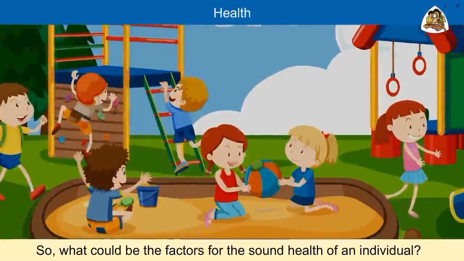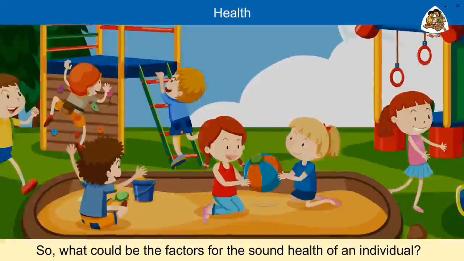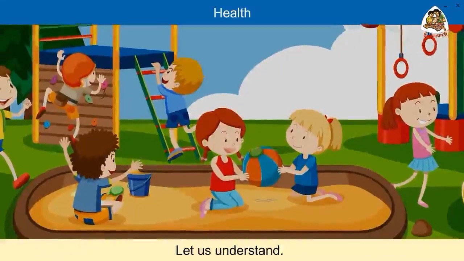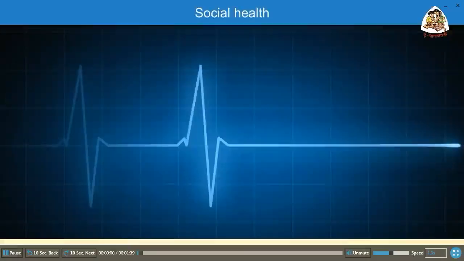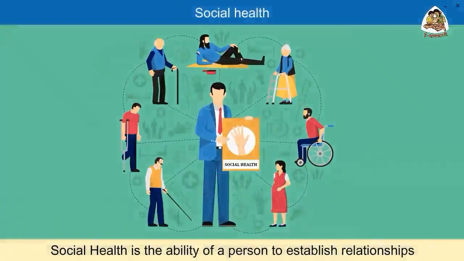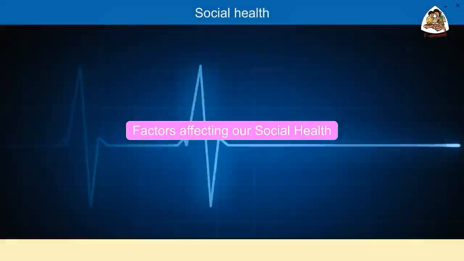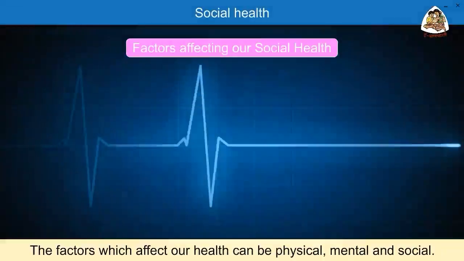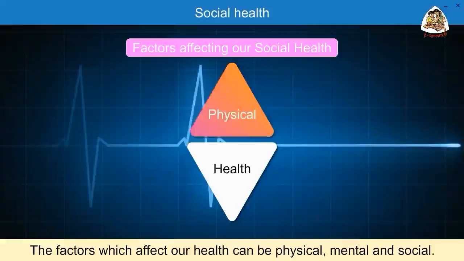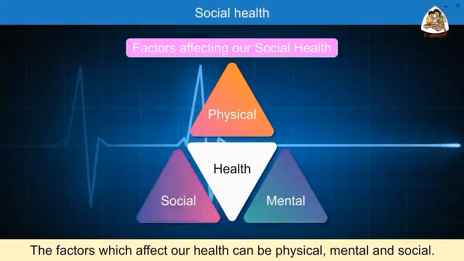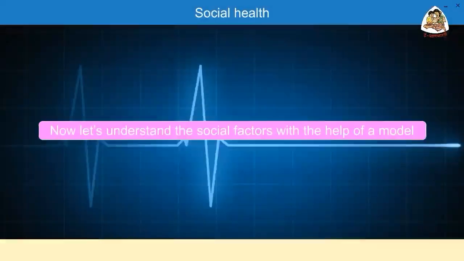So, what could be the factors for the sound health of an individual? Let us understand. Social health. Social health is the ability of a person to establish relationships with other people. Factors affecting our social health. The factors which affect our social health can be physical, mental, and social. Now, let us understand the social factors with the help of a model.